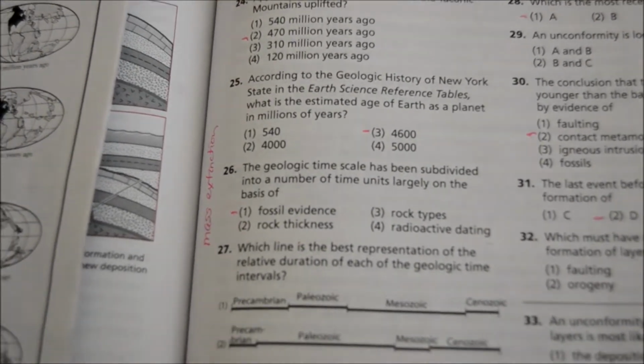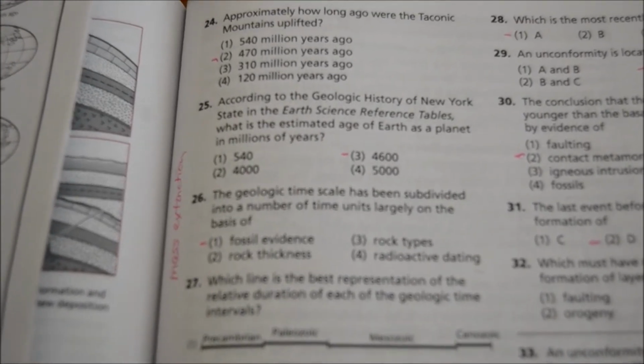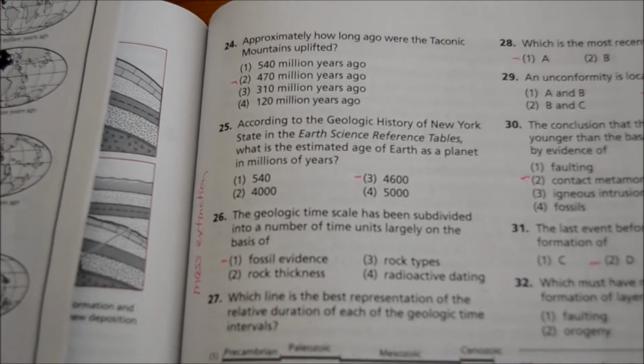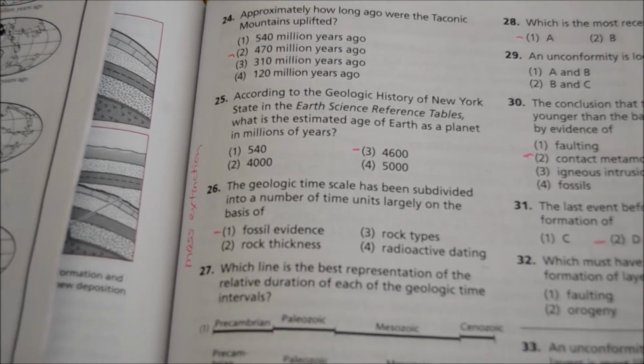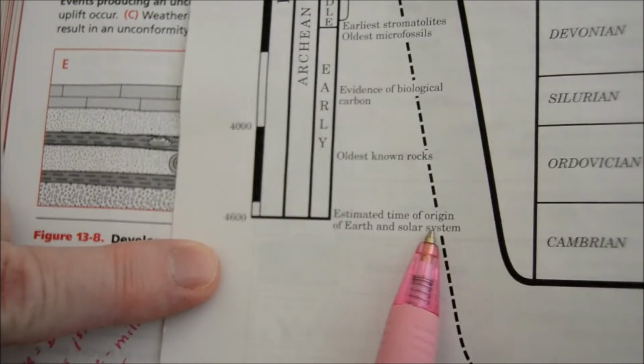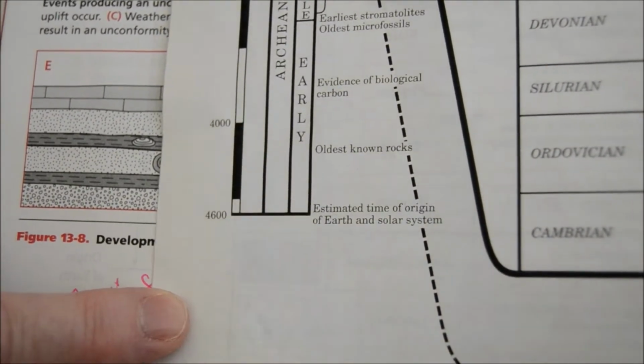Number 25. According to the geological history of New York State in the Earth Science Reference Table, what is the estimated age of the Earth as a planet in millions of years ago? This you're going to need to know when we do astronomy. So I come over here, page 8. All the way at the bottom, it says estimated time origin of Earth and the solar system. So that's 4,600 million years ago, also known as 4.6 billion.